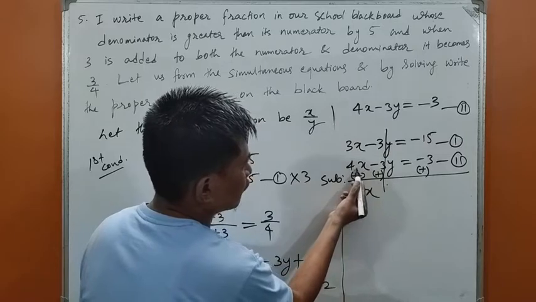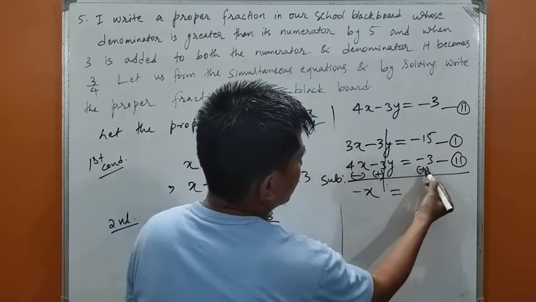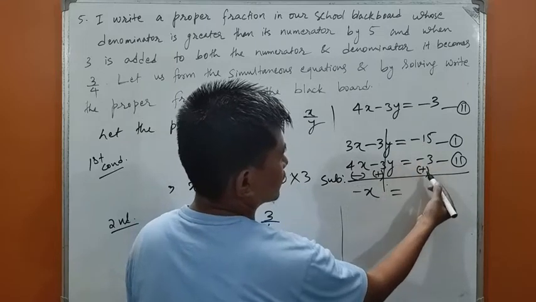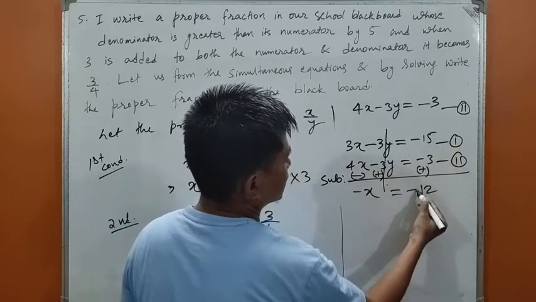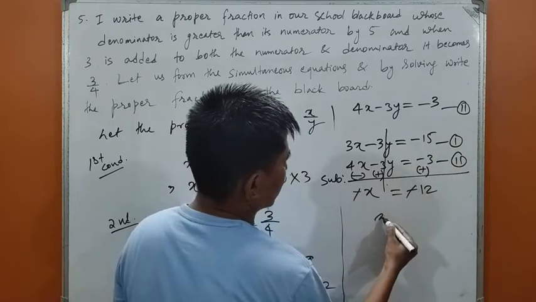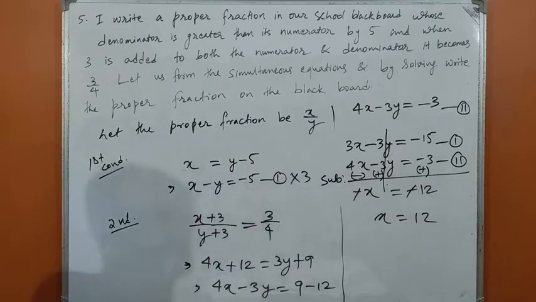Sign of greater number 4x comes here. This is minus, so minus x equals to plus 3 minus 15, isn't it? Plus 3 minus 15 is 12. So sign of greater number comes here. So minus minus cancels. x equals to 12. Now putting the value of x in equation 1, we can find the value of y.